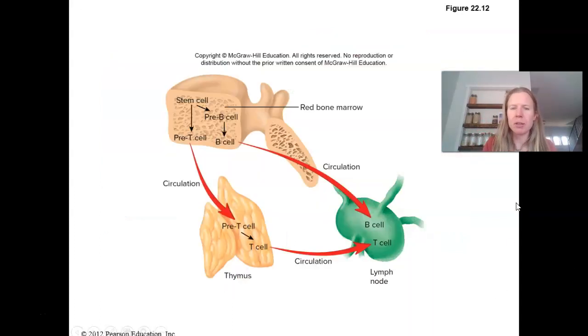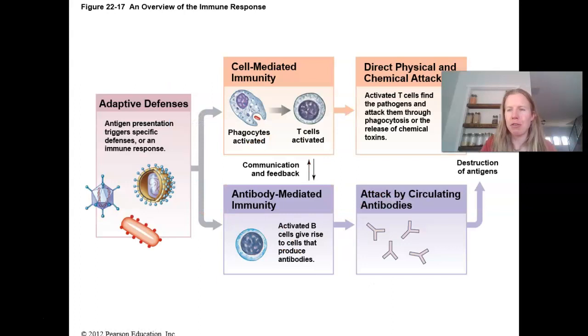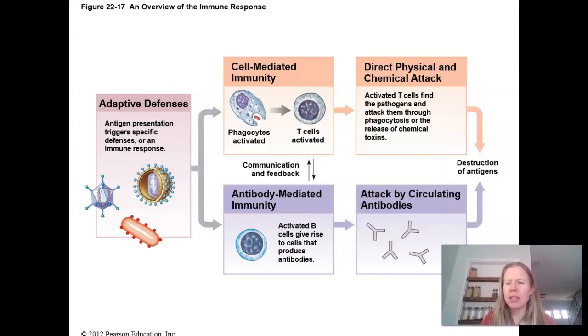The big difference, same thing from your book, the big difference between B cells and T cells is how they respond. So T cells are responsible for what we call cell-mediated immunity. So T cells, particularly a group of T cells called cytotoxic T cells, are going to be looking for pathogens that are often already in our own cells, something like a virus, right, or a mutation that might cause something like cancer.